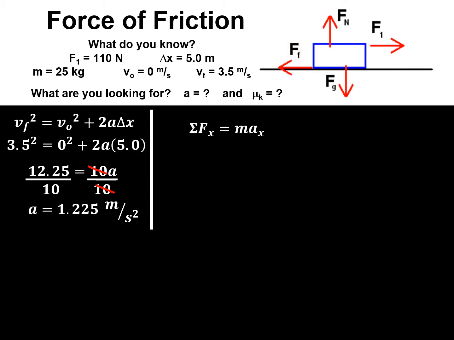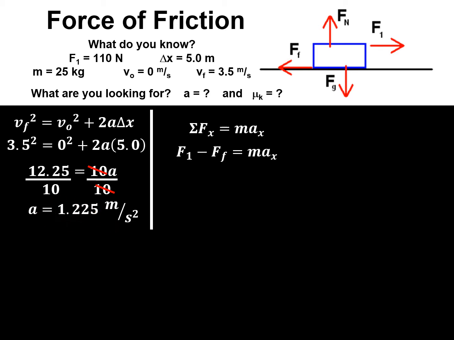All right. Well, there's only two forces in the x direction. That's force 1 and force of friction. Force 1 is in the positive direction. Force of friction is in the negative direction. And that's where this negative comes from. Where this minus comes from is because the force of friction is to the left. So force 1, which is forward, minus the force of friction because it's backwards, is going to be equal to mass times acceleration.